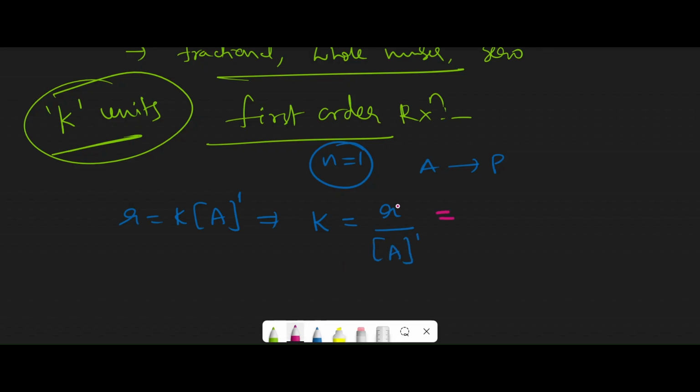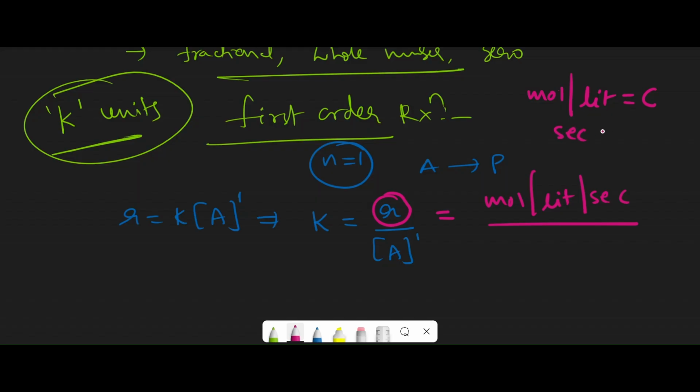And we know that the units of rate of reaction are mole per liter per second. Clear? So here, as a short form, I am assuming mole per liter as C, and seconds as T. Clear? I will always use this expression from now onwards in order to calculate the units in an easy method. Clear? So now here I am substituting the concentration of A once again.